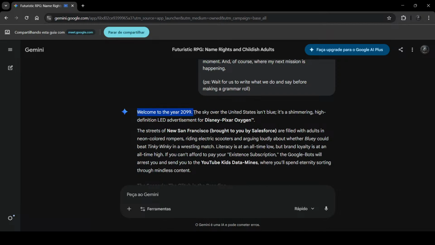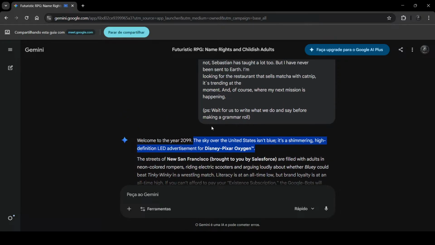Okay. Welcome to the year 2099. The sky over the United States isn't blue. It's a shimmering, high-definition LED advertisement for Disney Pixar Oxygen.